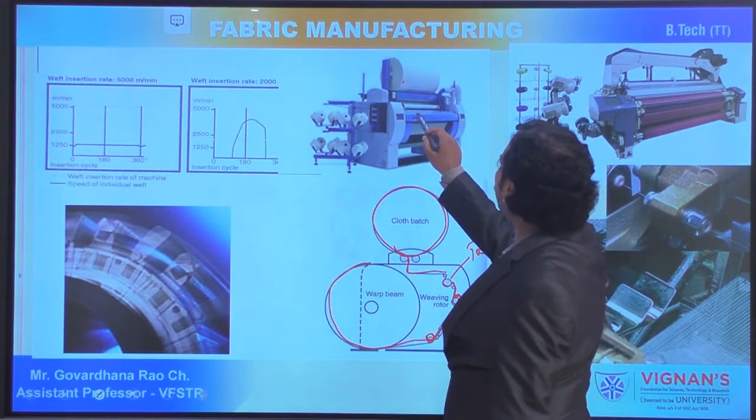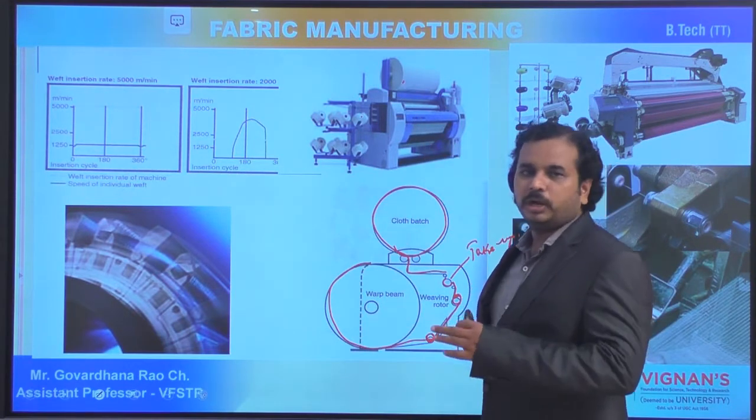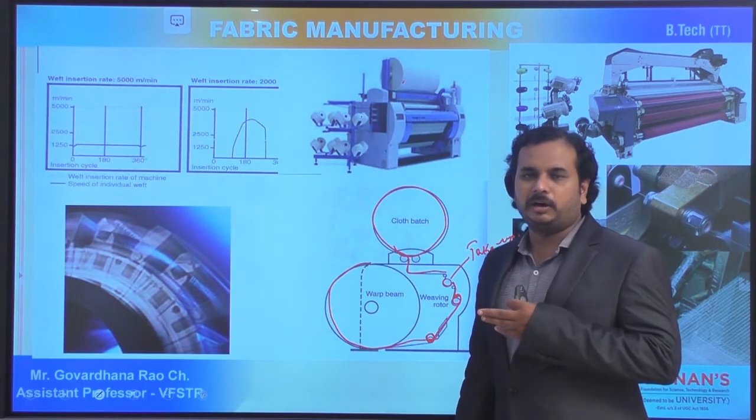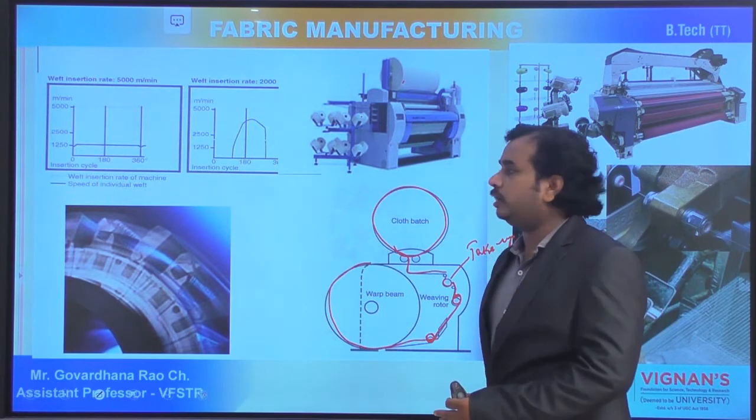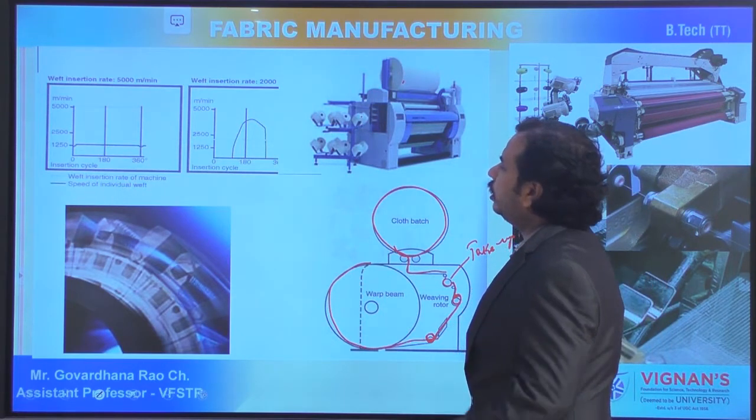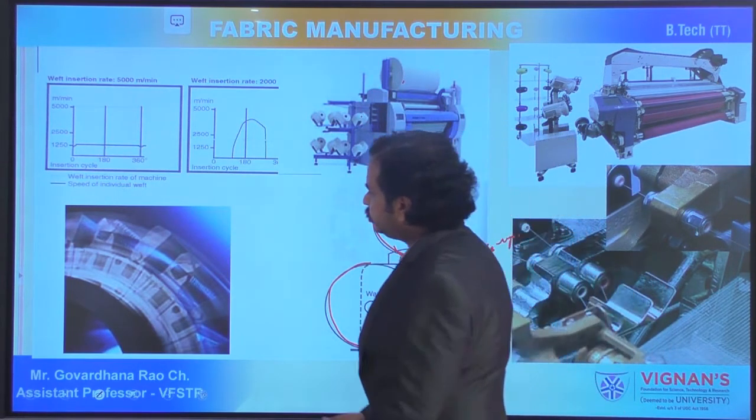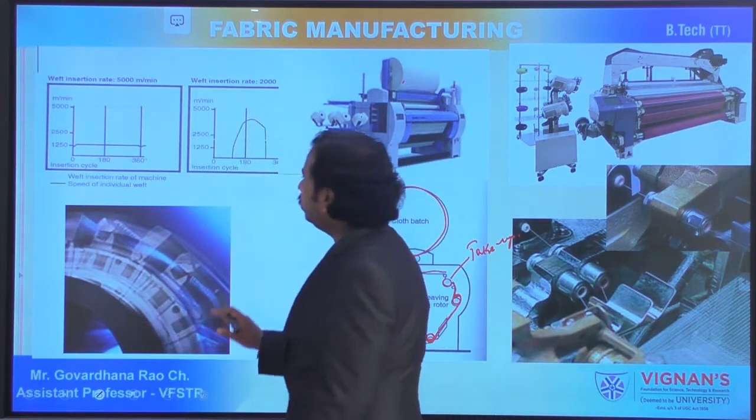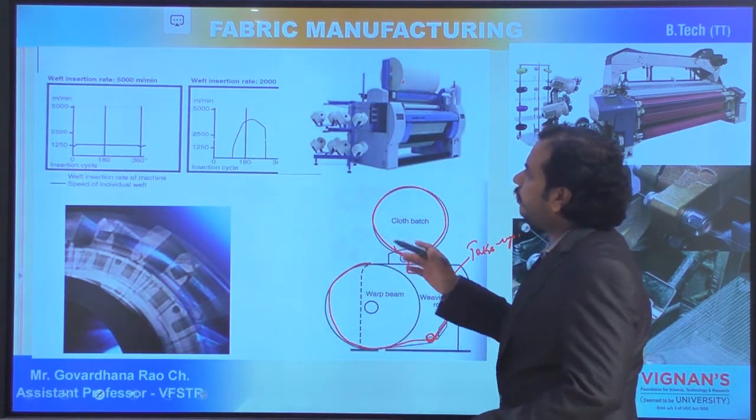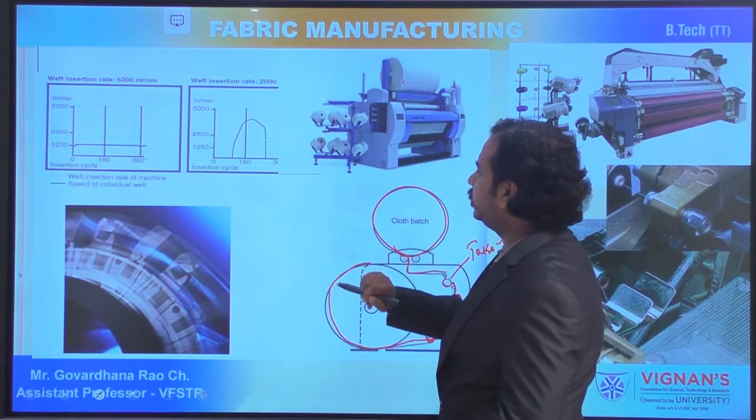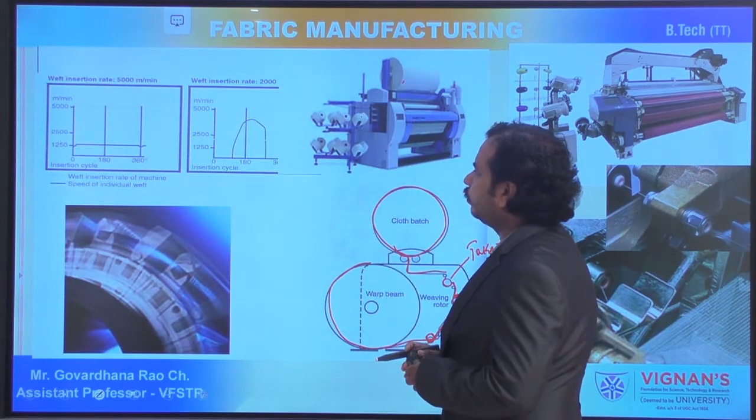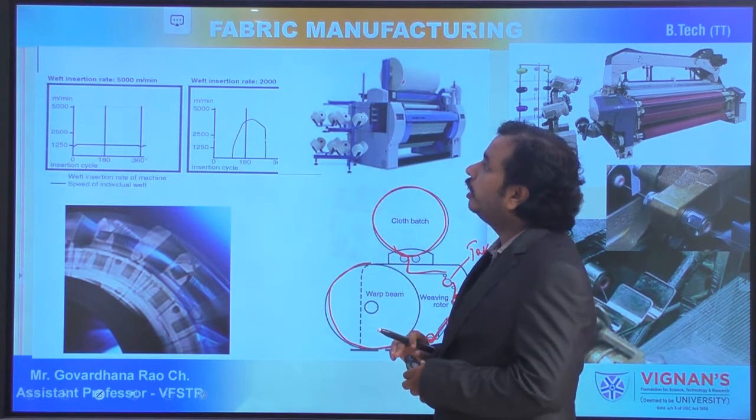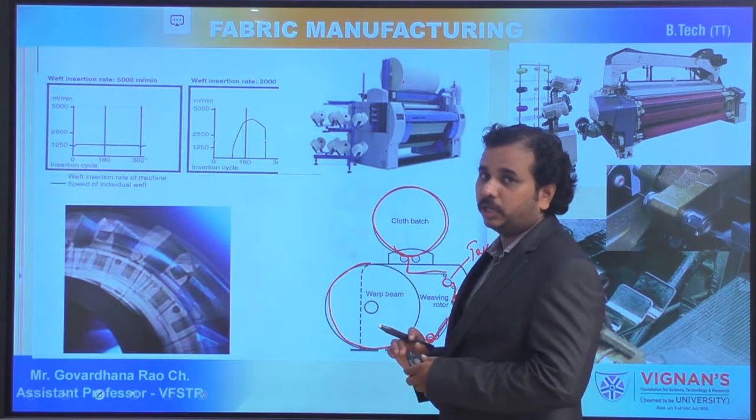So here there is a rotor where the actual shed formation and the weft insertion will occur with the help of air jet nozzles. So this is the complete picture. Also, you can observe the weft insertion rates, what is the velocity and what is the weft insertion cycle, the rate, what is the speed actually.